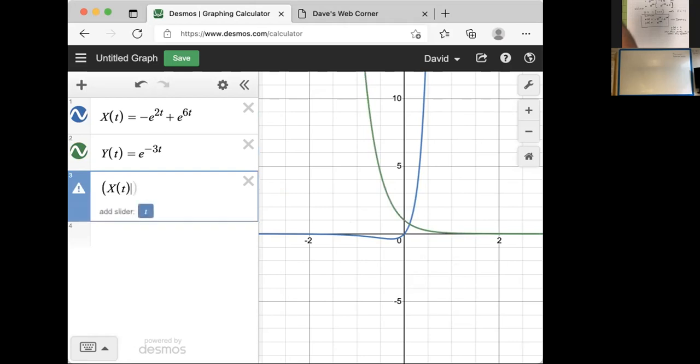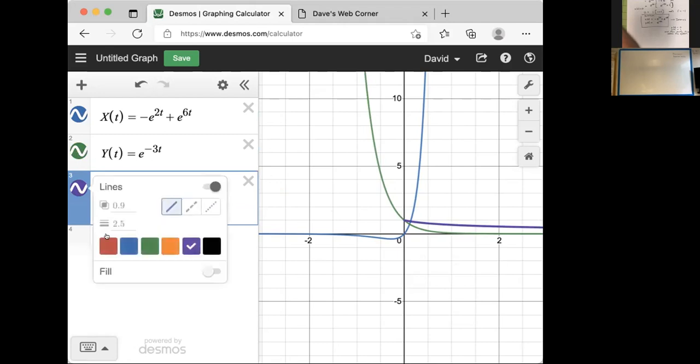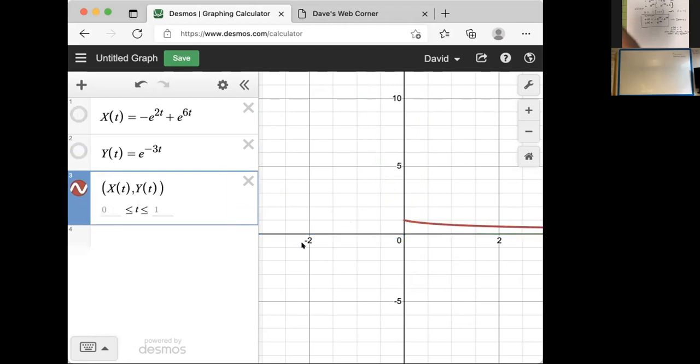X of t, comma, y of t. I think Desmos will like this. Well, I gotta put a capital Y there, right? Good. Now I get this little purple thing, like, this is meaningless. Let me turn off the other two. Let's make this red, first of all, a little more visible. Turn off the other two. And then notice something. Do you see that Desmos says this goes from 0 to 1? Let's put it from -1 to 1. Ooh, I don't like that at all. That does not look like I expected it to look.